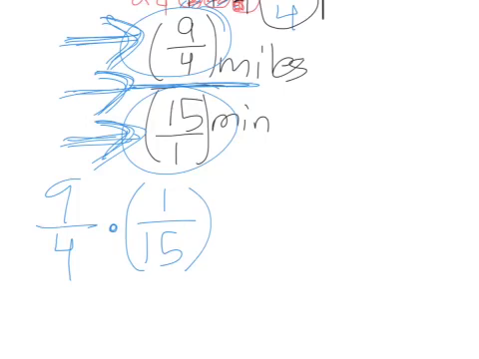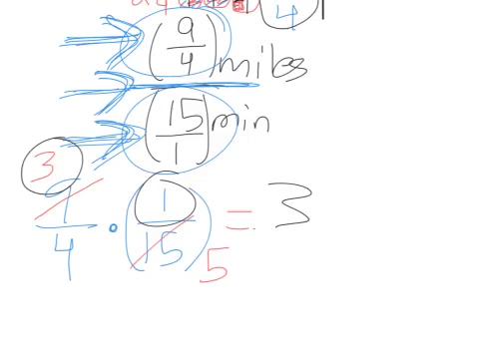So now what we want to do is divide the numbers in the top and bottom by the same number. So let's divide the 9 and the 15 by the same number. So 3 goes into 9 and 3 goes into 15. So 9 divided by 3 is 3. And 15 divided by 3 is 5. So now we're going to multiply straight across. 3 times 1 is 3. 4 times 5 is 20.